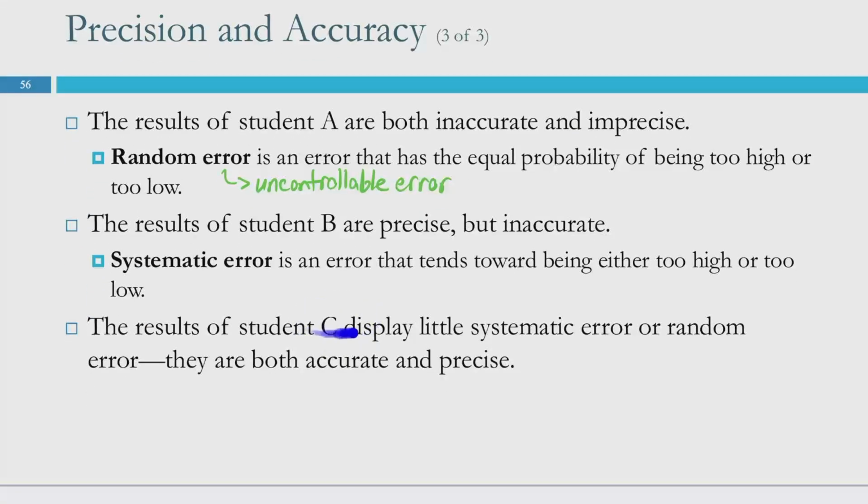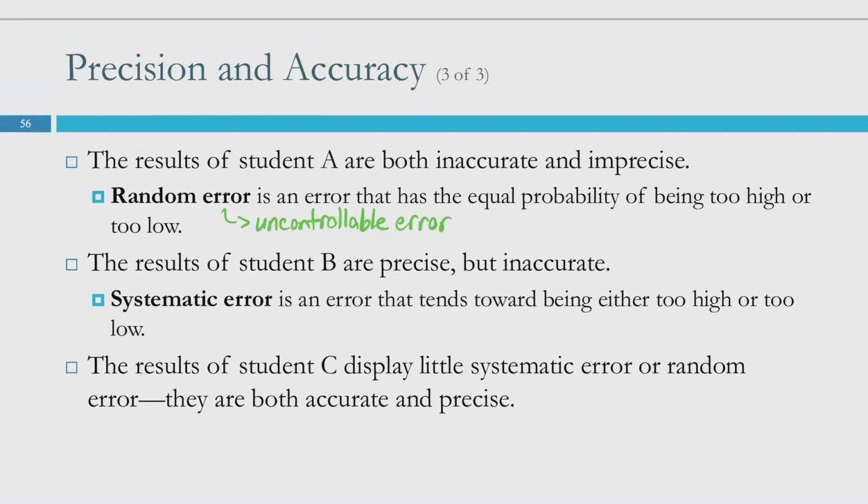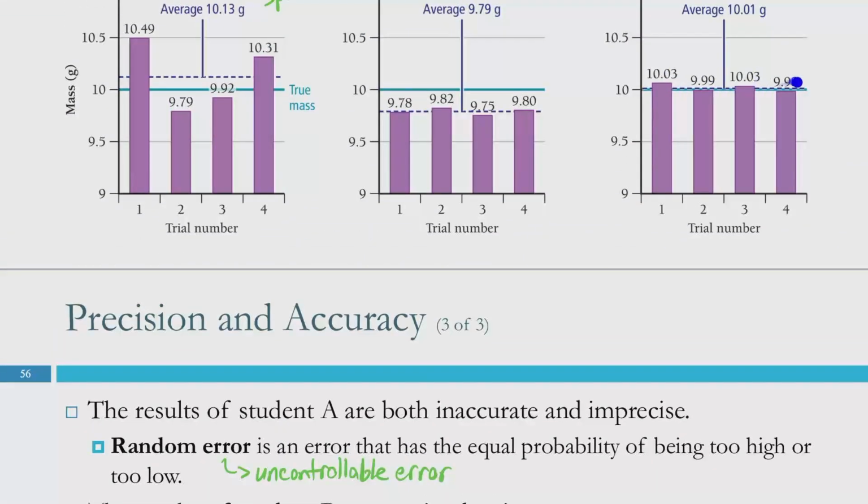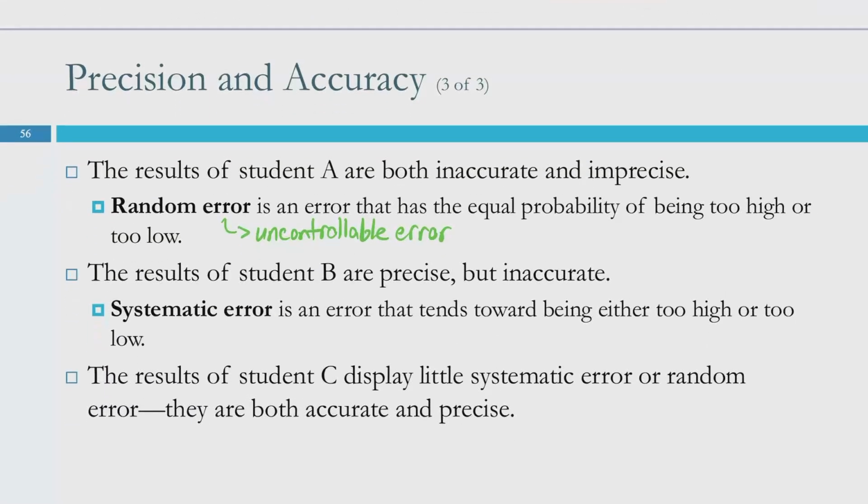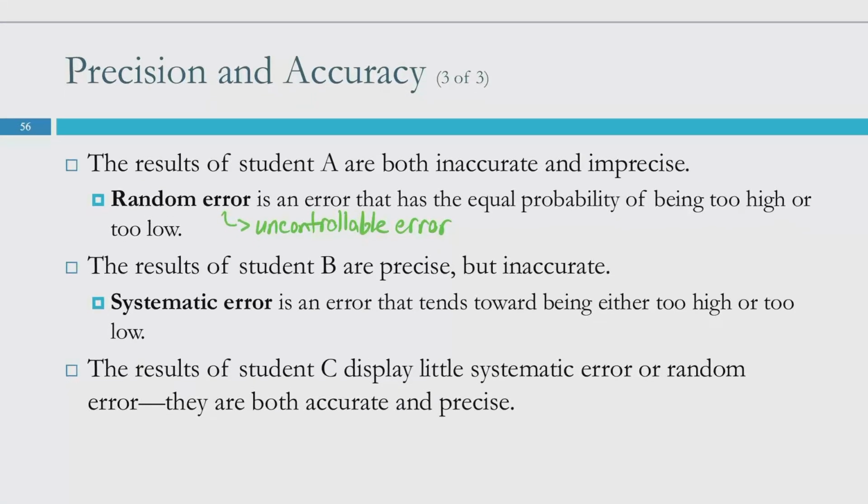And then student C shows little systematic error and maybe a little bit of random error, but definitely a lot less than student A. So ideally, we'd like to be like student C. Questions about precision and accuracy? Cool.